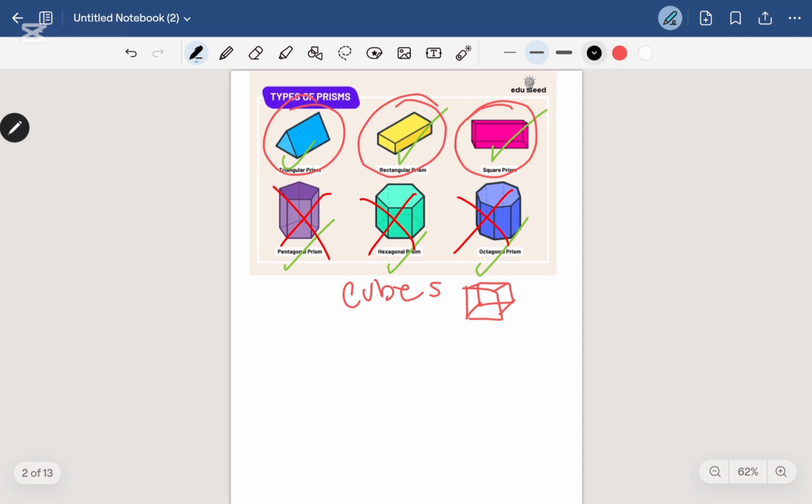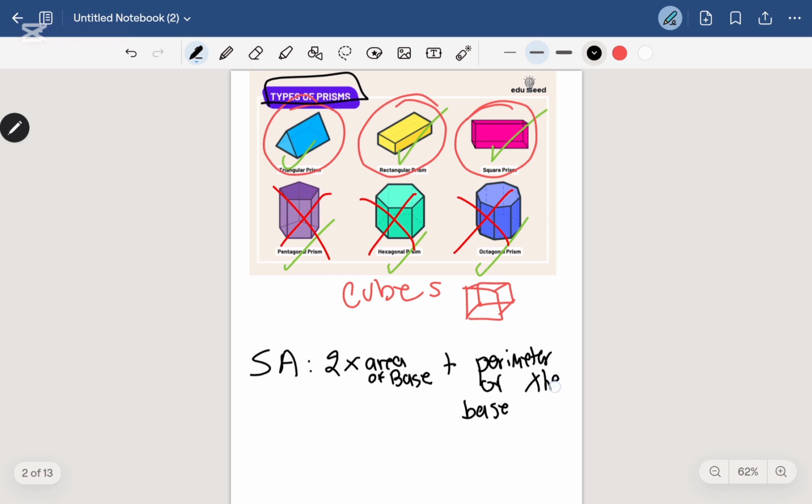Now let us start. The surface area of any type of prism, very simply, is 2 times the area of the base plus the perimeter of the base times the height. So keep this in mind. The surface area is 2 times the area of the base plus the perimeter of the base times the height.